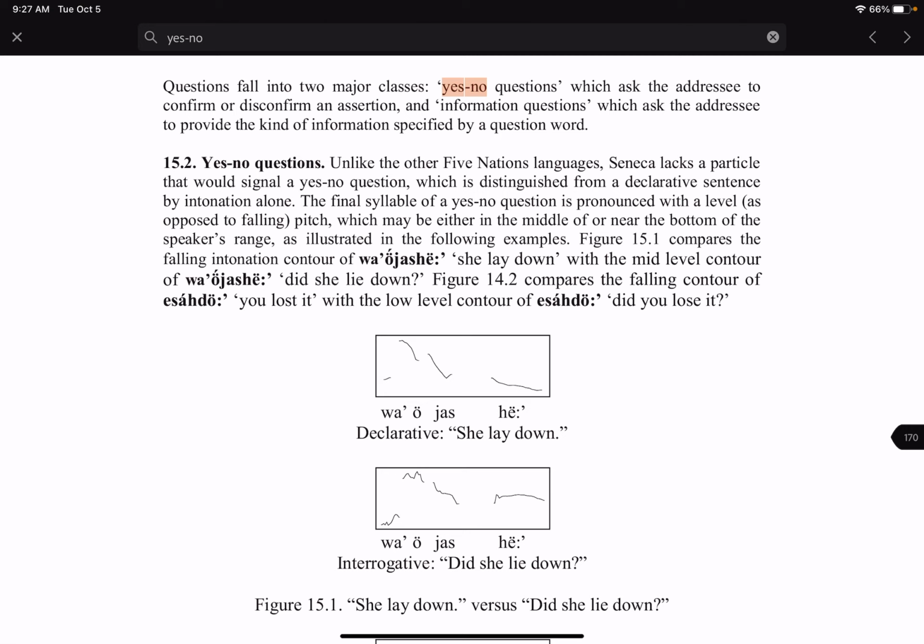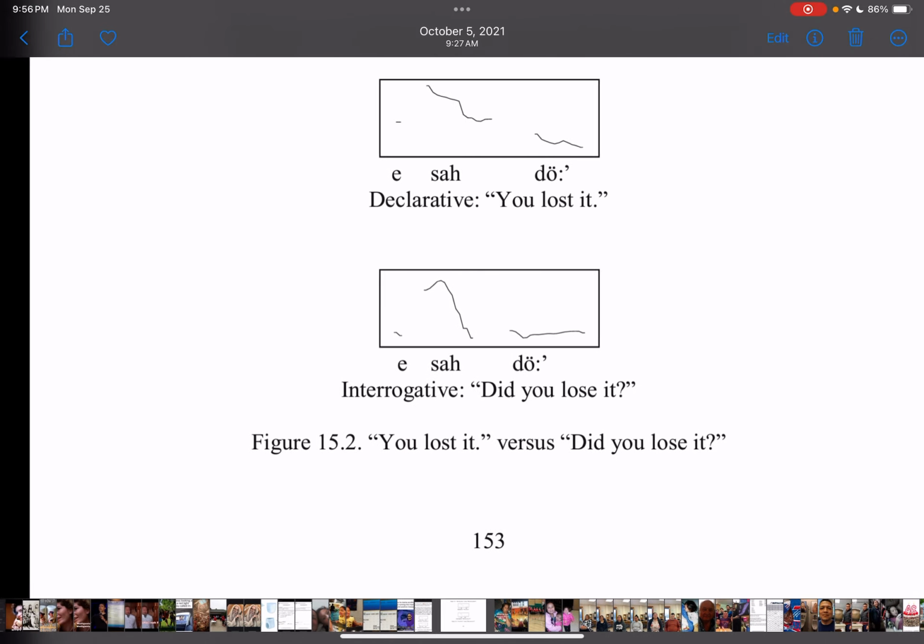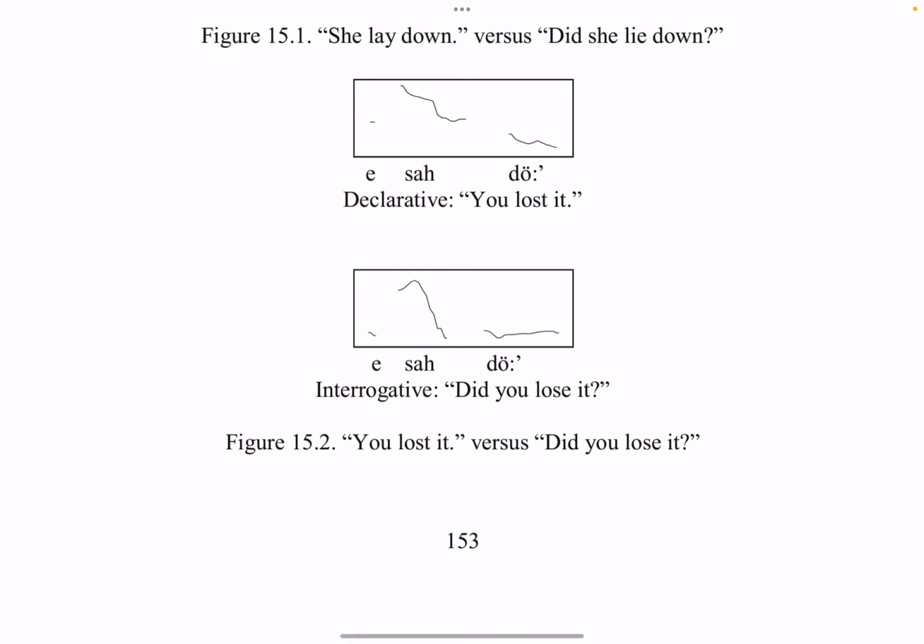The second example he gives is to lose it. So esa don't. So when you do that, he goes over here, right? So he has it. Esa don't. You lost it. And then the other one, it still has that rising tone on the sa, but you can see the end on the second one is different. Even the way it goes down. Esa don't. So it's different.